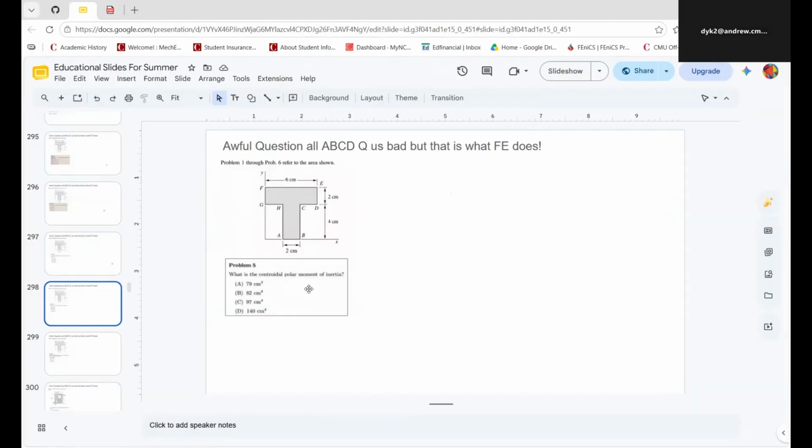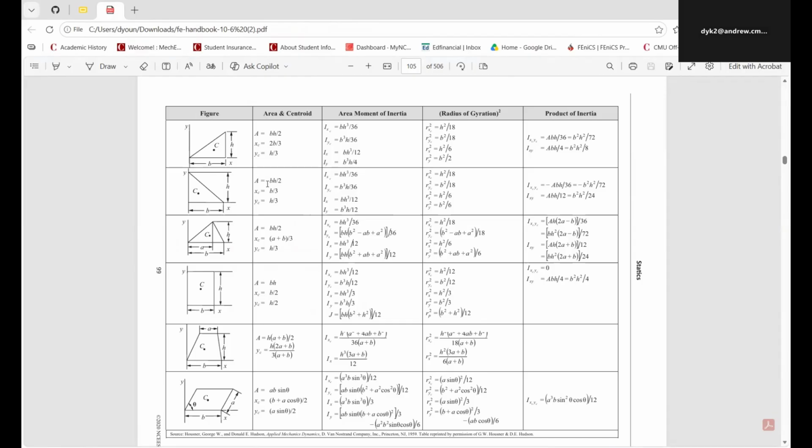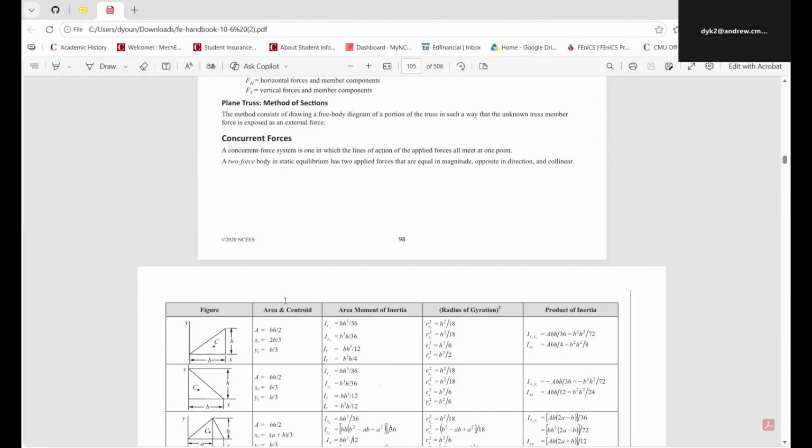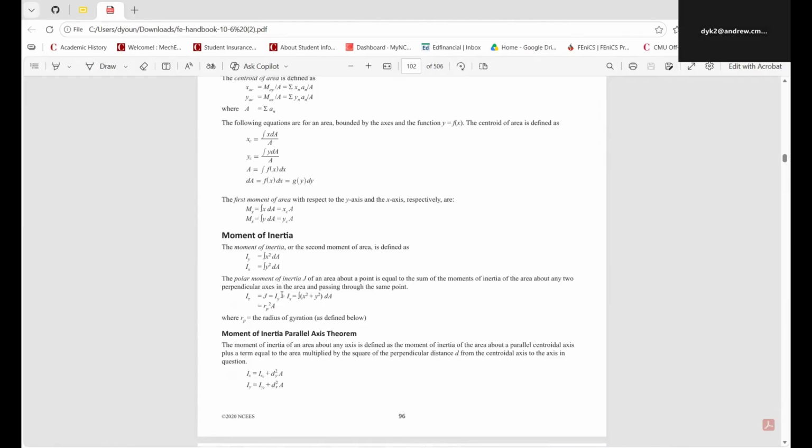Anyway, either way, we are going to do centroid polar, which is what we call J. And how you get that J is basically, if I remember correctly, something like IX plus IY. Just look it up. It's on the table, somewhere on the table. I don't know where, but you can find it over here. Look here. Perfect. IZ equals IY plus IX, which is equal to J, which is equal to the integral of x squared plus y squared dA. We won't need that integral for this question because this is an already given question.